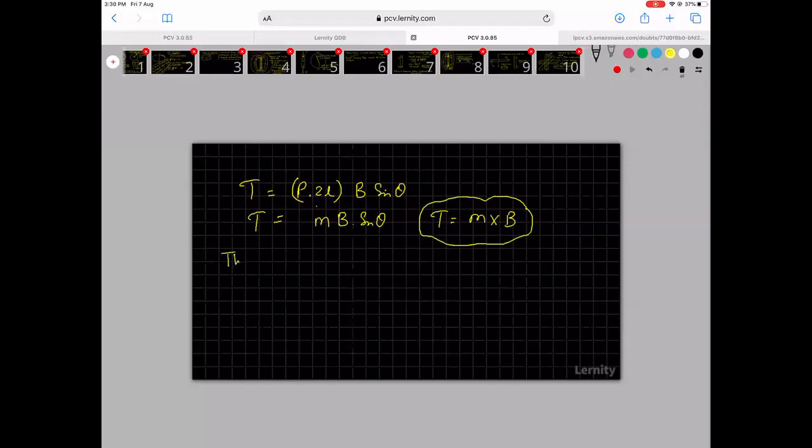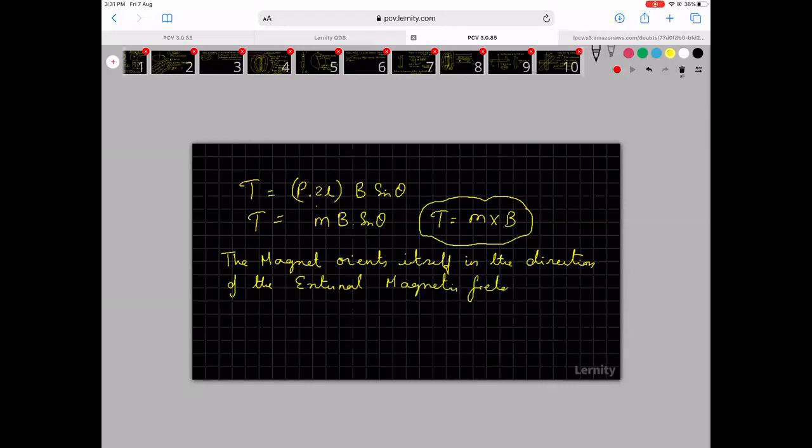The magnet orients itself in the direction of the external magnetic field. Okay, so this is what it is.